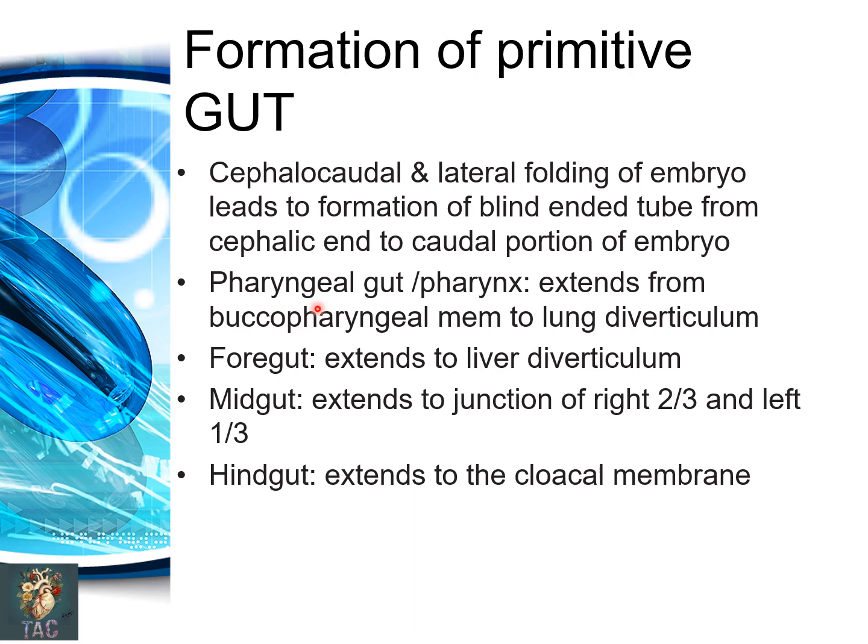So the pharyngeal gut, that is the pharynx, extends from the buccopharyngeal membrane to the lung diverticulum. The foregut extends to the liver diverticulum. The midgut extends to the junction of the right two-thirds and left one-third of the large intestine, and the hindgut extends to the cloacal membrane.